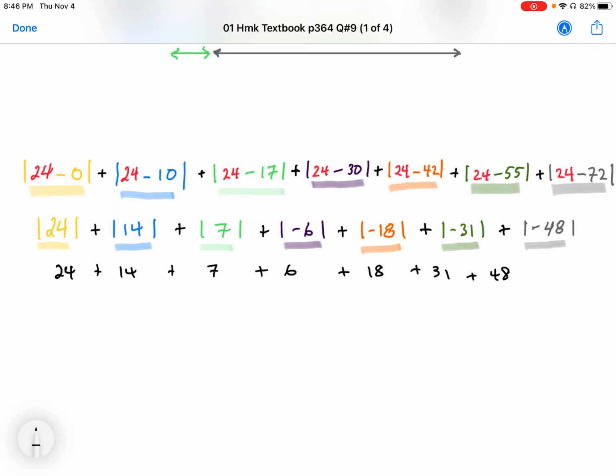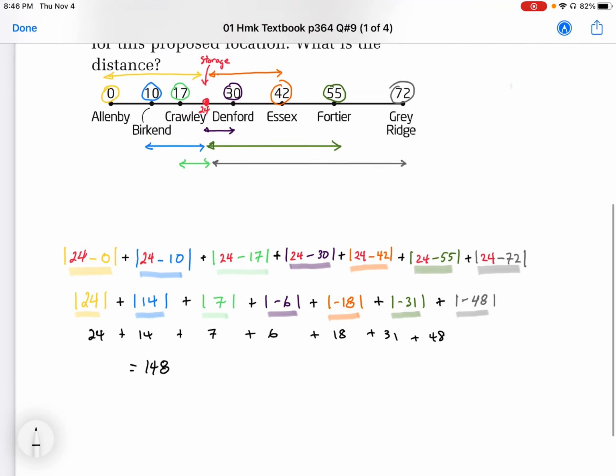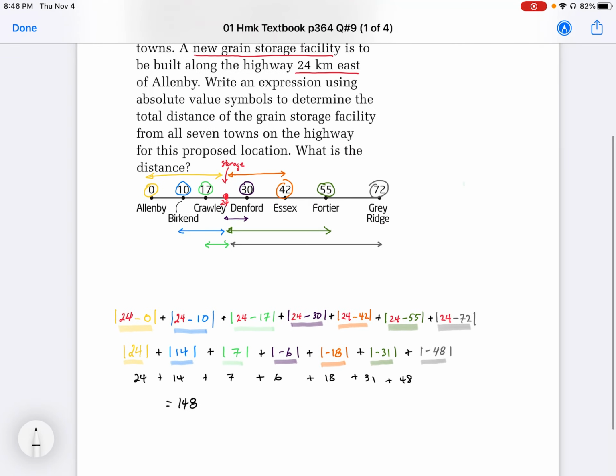And this gives us a total distance. That's going to be 38, 45, 51, 69, 100, and 148. So the total distance from the storage facility to all the towns is going to be 148. I think it's expressed in kilometers.